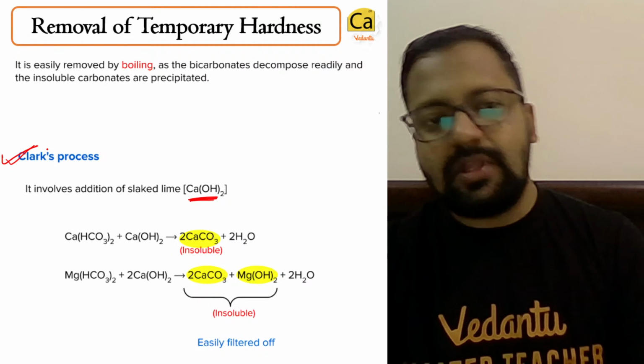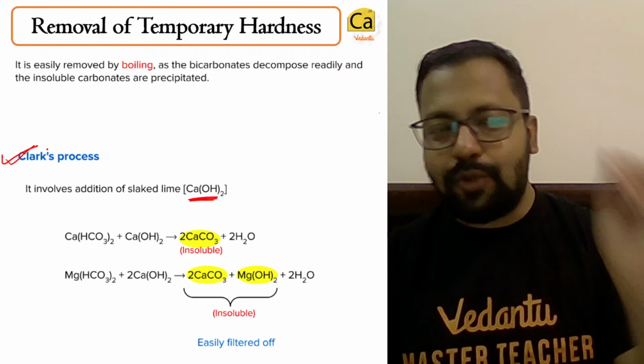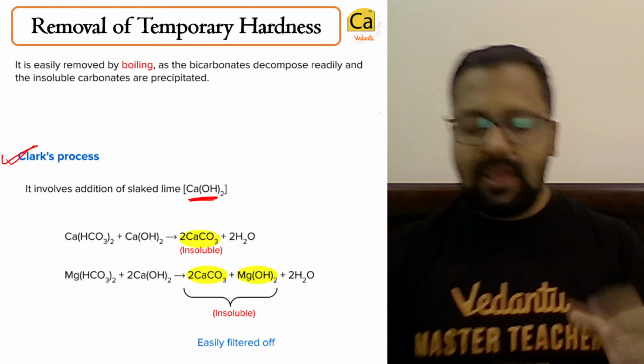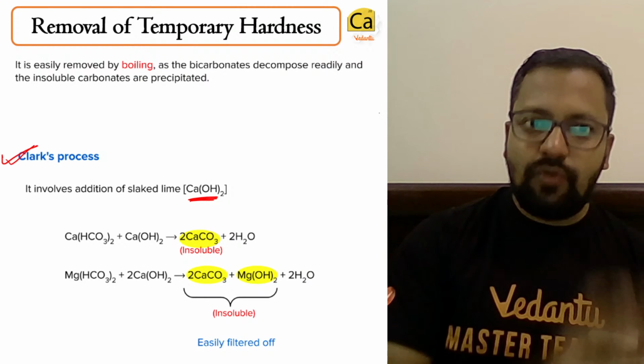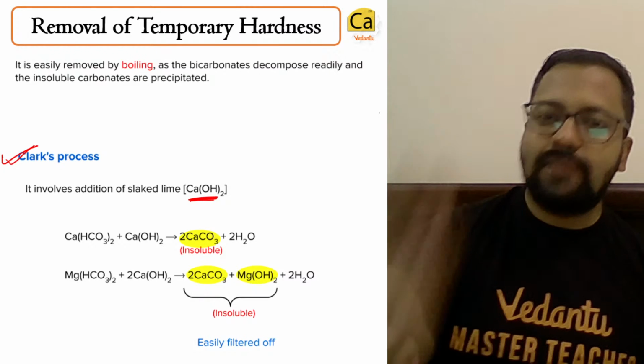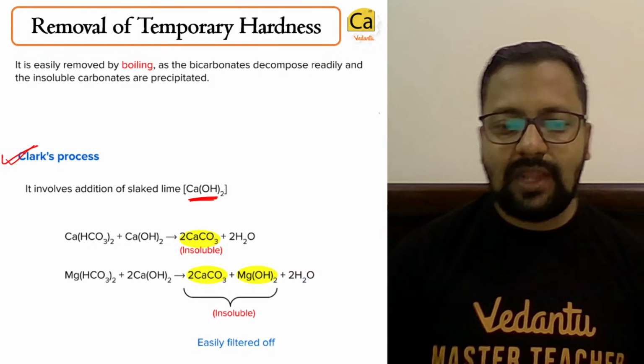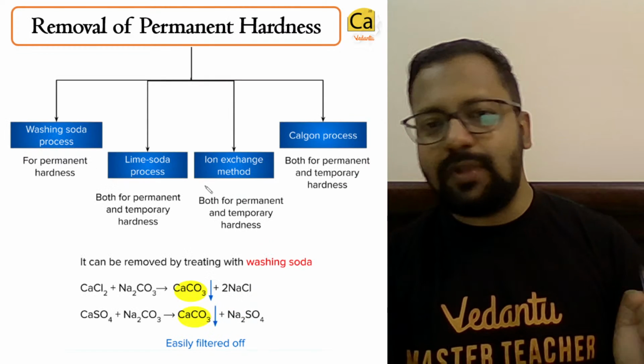Please do remember the name. Clark's process is the process through which we remove the temporary hardness by adding slaked lime. Clear? It's very, very simple.